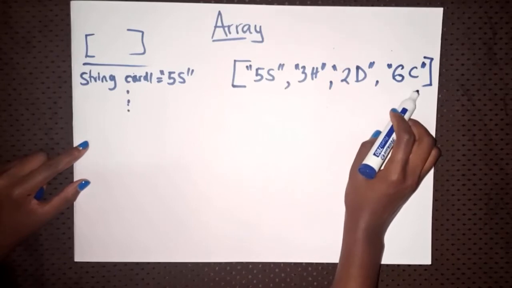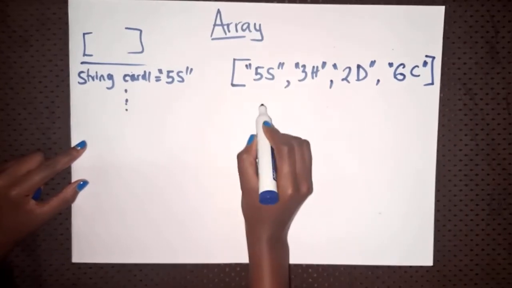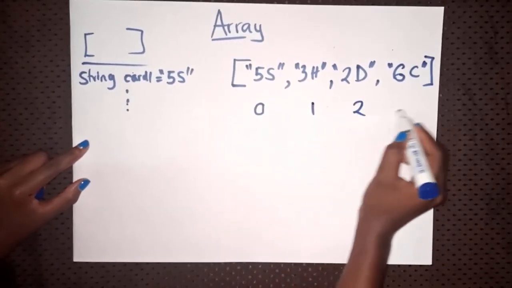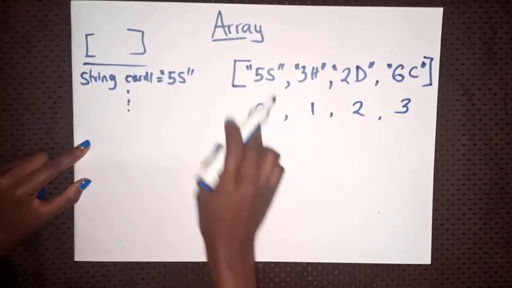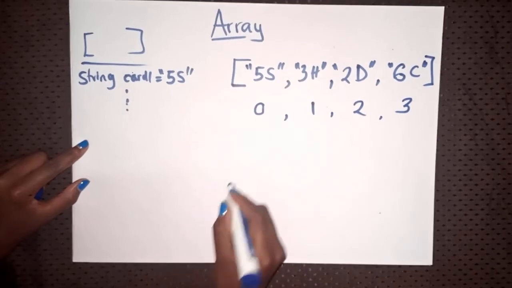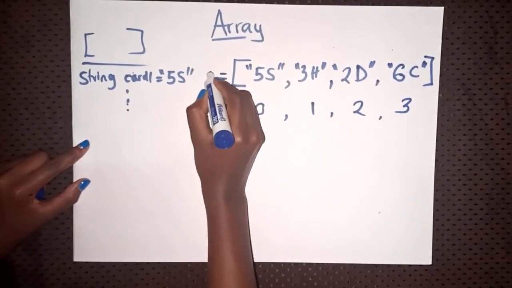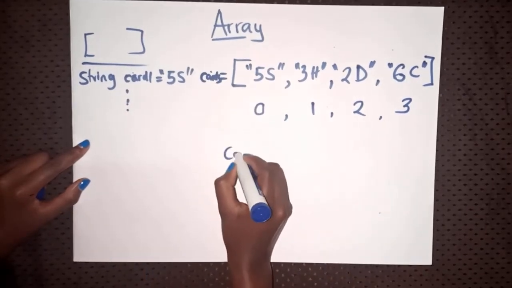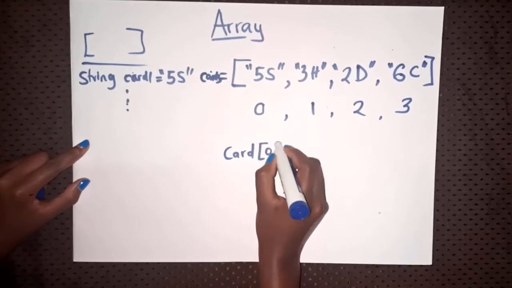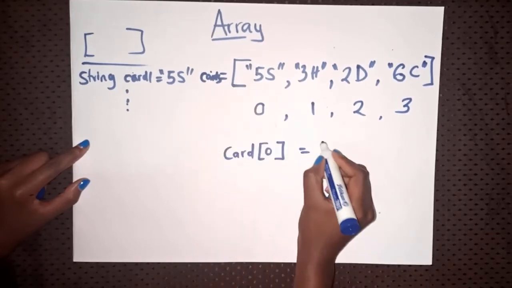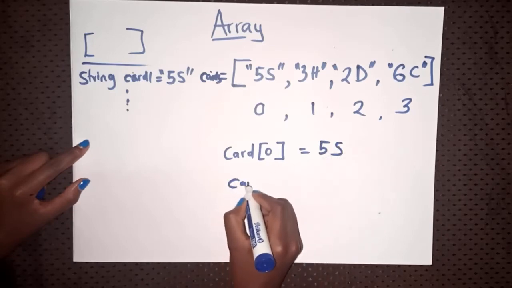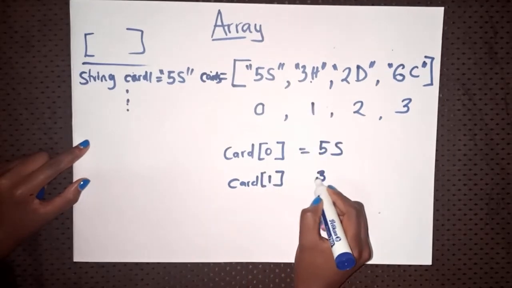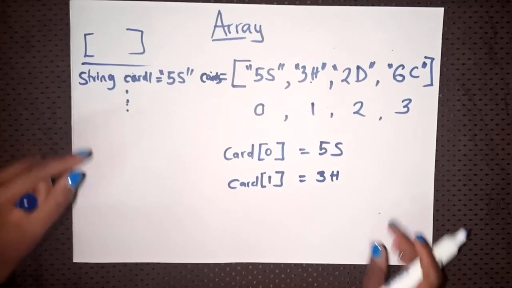this using their index. In programming, mostly we start things with 0. So here we start at 0, 1, 2, 3. To access this first element, let's call this array cards. Cards at point 0 will give us 5s. Cards point 1 will give us 3 hearts. So that's basically it.